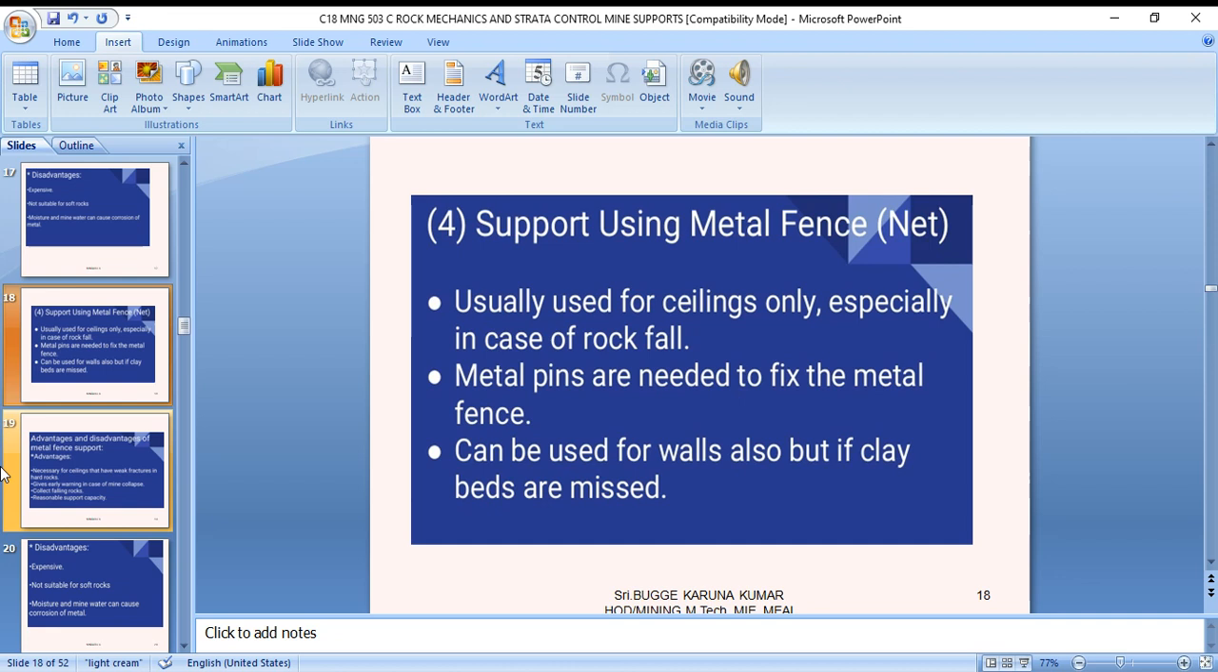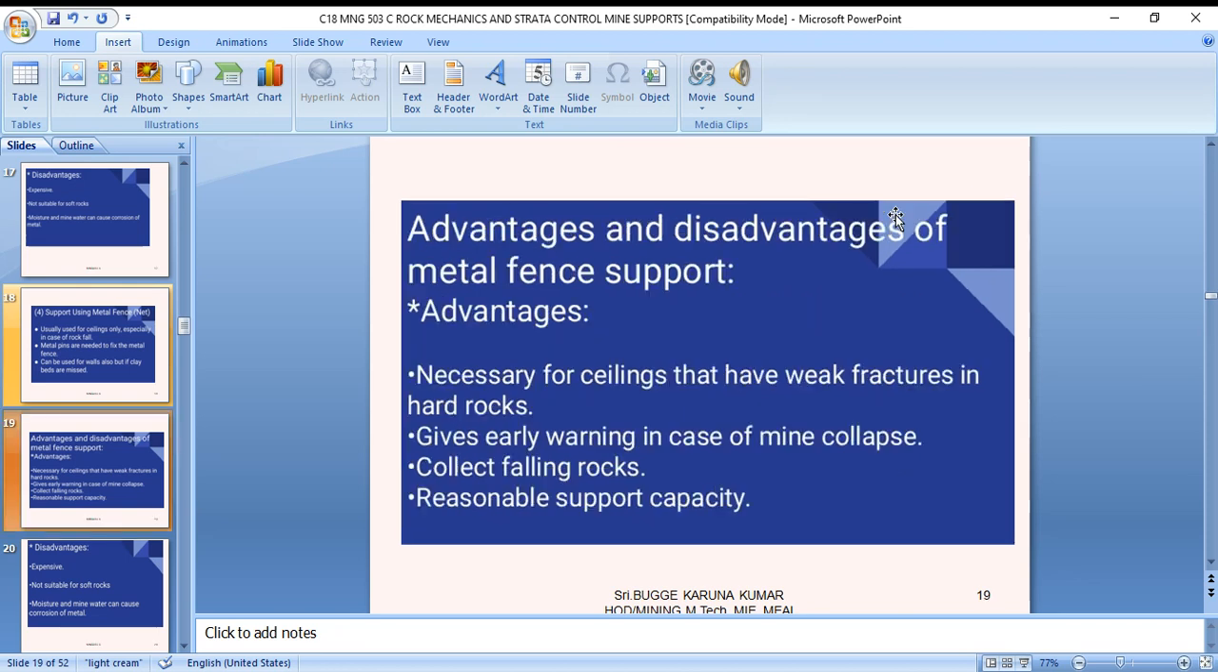Metal mine pins are needed to fix the metal fences. Can be used for walls also, but if clay beds are present. So these are net types, used in most of the longwall face areas. These meshes are presently used. That is also rusted or something happens.